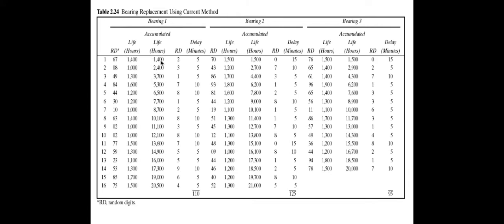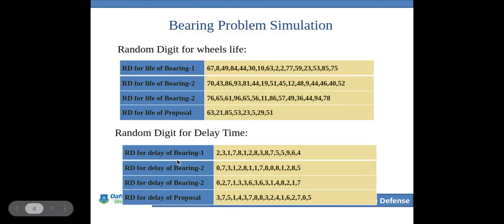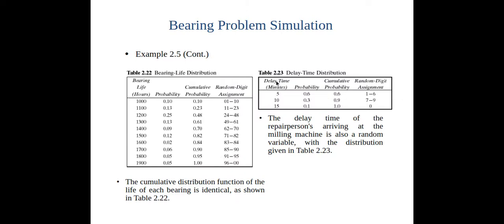Cumulative means any specific row is the summation of the previous and the current life hours. This is the random digit for the delay time, and this is the delay time. So here is the random digit for delay time, and this is the delay time digit, and this is the delay time.